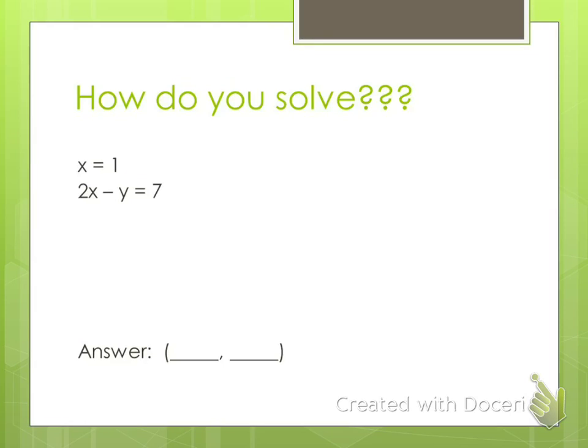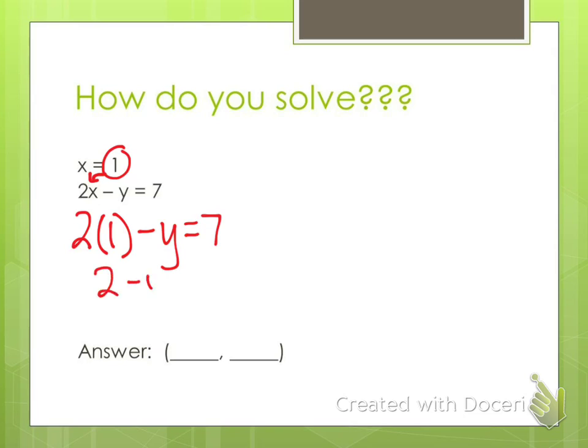Instead, the first equation tells us x equals 1. So much like we did in the warm-ups, we are going to substitute that 1 in for the x in the other equation. So we would write 2 parentheses 1 minus y equals 7. And now we're just solving this, just like we did in the warm-ups. What's 2 times 1? 2.